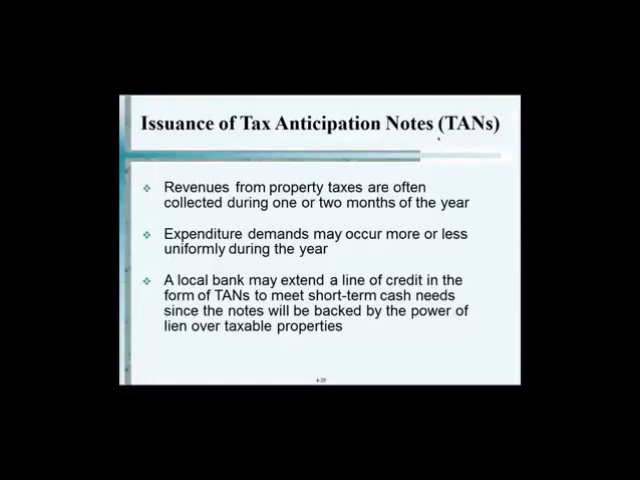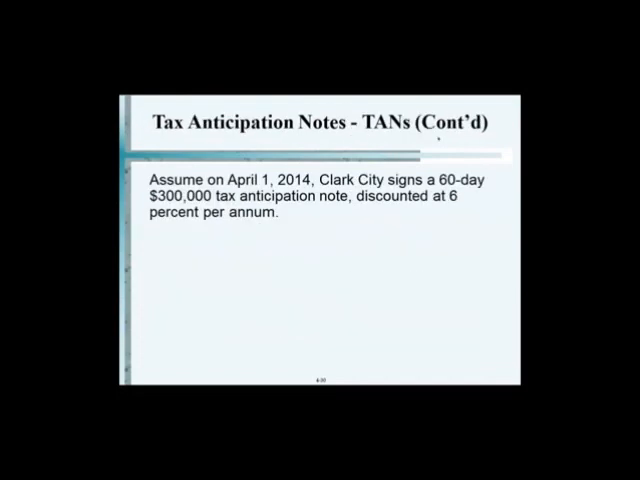Would the bank lend it to you? Yeah, they will. That's why we call it what? Tax anticipation notes. Because when taxes are received, that money is repaid. So this is done by CFOs to basically bridge short-term cash flow needs. And banks are very willing to do that, okay, through a line of credit or tax anticipation notes.